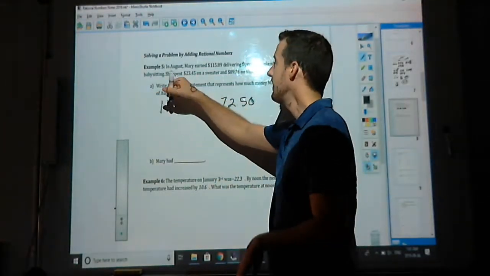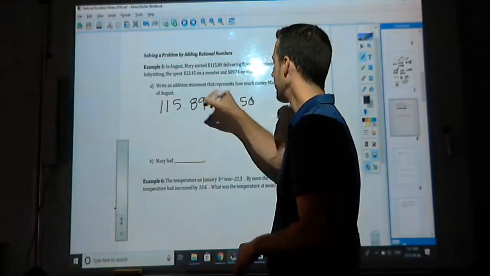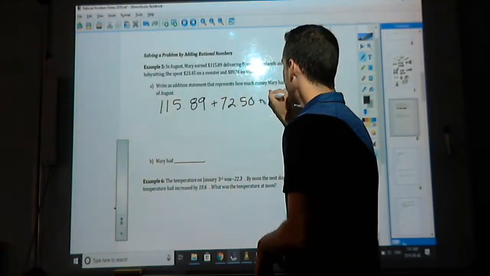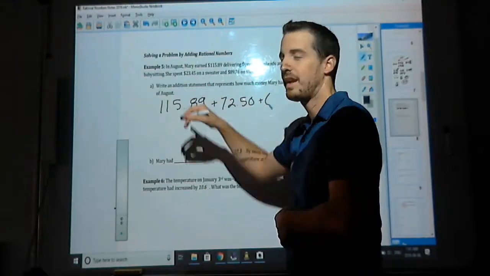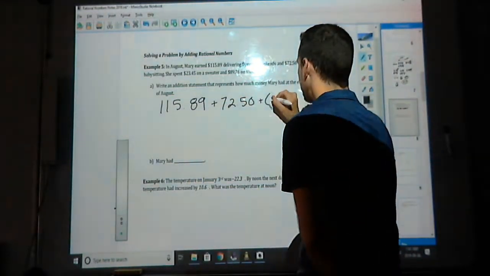Okay, but she spent $23.45, so this is going to be, we're adding a negative, right? Because it's all addition, but it's a negative number because we've spent money. We're getting rid of it, right?